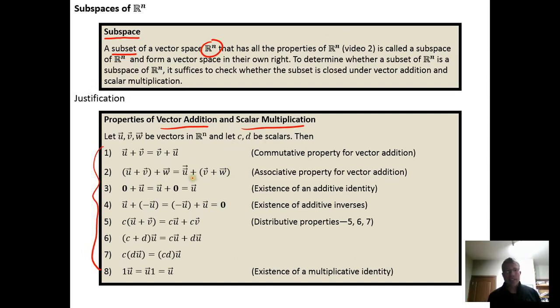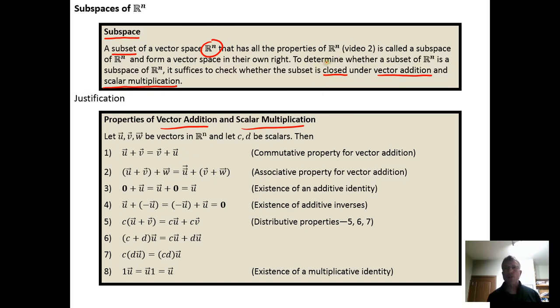And the nice thing is to show that something is a subspace, we actually don't need to go through and prove that each of these properties hold for the subset. We only need to show two things, and this gets back to the earlier conversation about closure. So if we can show that the subset is closed under vector addition and scalar multiplication, that's sufficient to ensure that the subset has all 8 of the properties that are listed here.